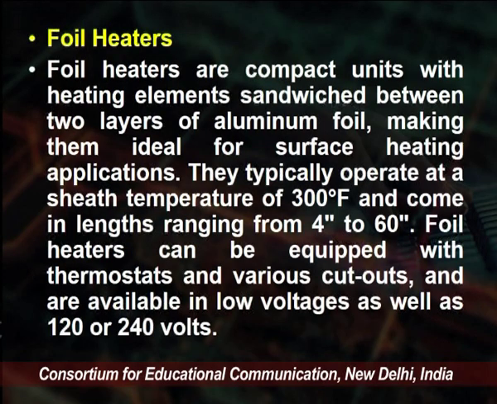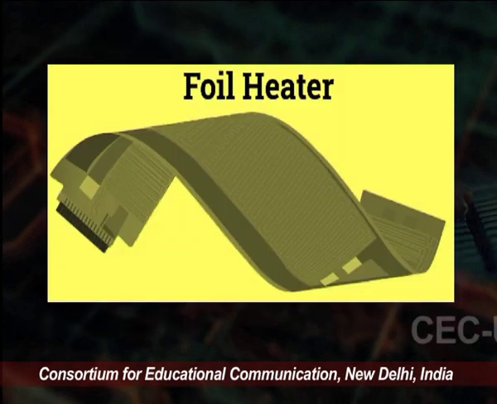Another type of heater is the foil heater, and foil heaters are compact units with the heating element sandwiched between two layers of aluminum foil, making them ideal for surface heating applications, and they typically operate at a temperature of 300 degrees Fahrenheit and come in a length range of 4 to 60. The foil heaters can be equipped with a thermostat and various cutouts. So, you see this is the foil heater.